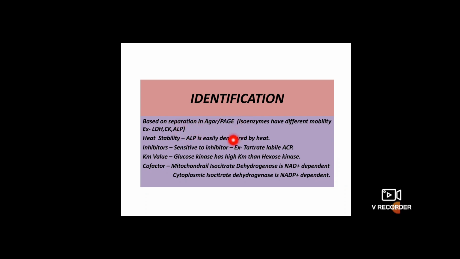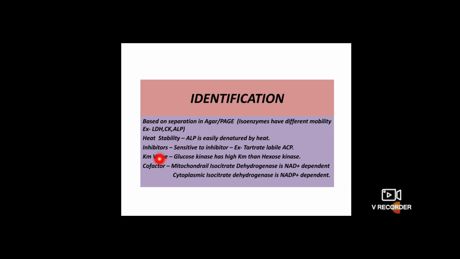All this information we get from the agarose gel or the PAGE. Then the nature of the enzyme, for example ALP. ALP is denatured by heat. Mostly all proteins are denatured by heat, we know very well. It is called denaturation. Stable means it can withstand high temperature and won't lose activity. So that is one of the ways we can identify the isoenzymes.